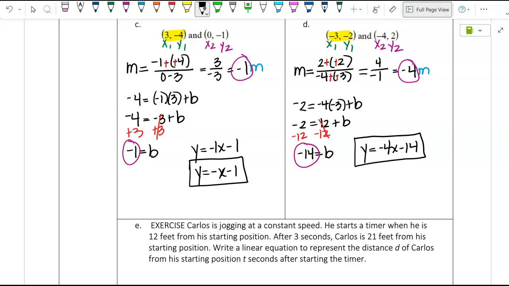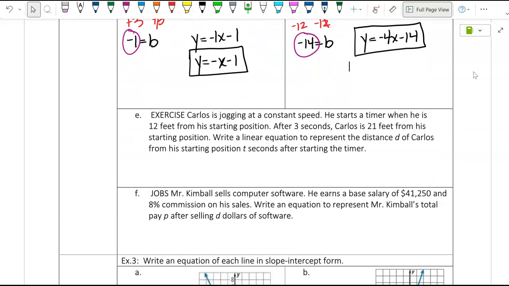Now, you are going to have some word problems in this section where they're just going to ask you to write the equation. We aren't going to have to solve them. We're just going to be writing equations. So this first one, Carlos is jogging at a constant speed. That is a very important statement because that tells us it's going to be linear because we know our slope is constant. It has a rise and a run with it.